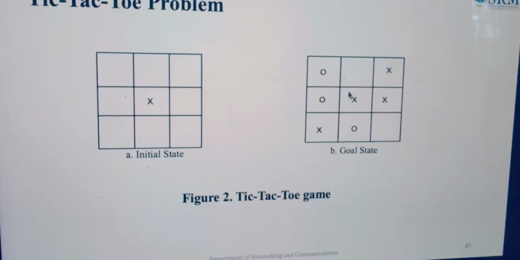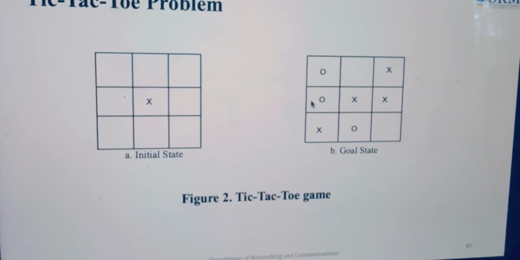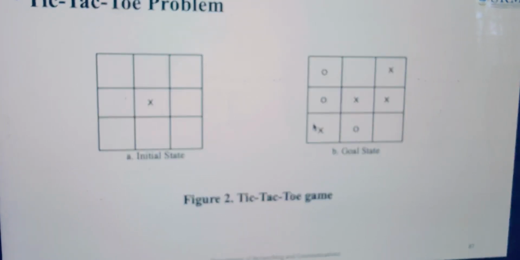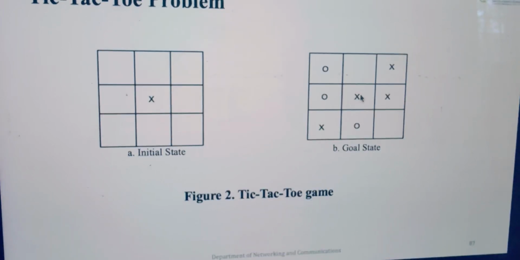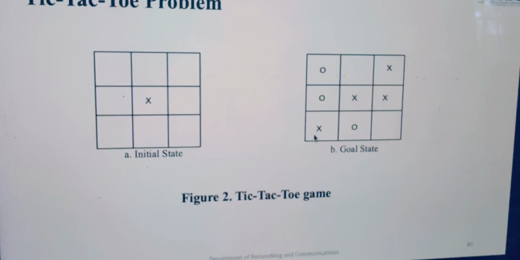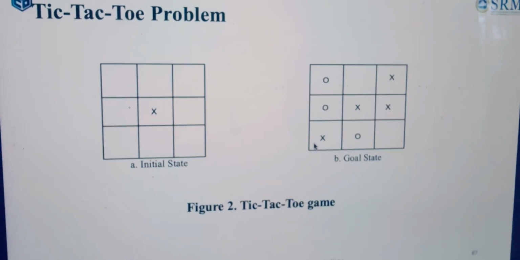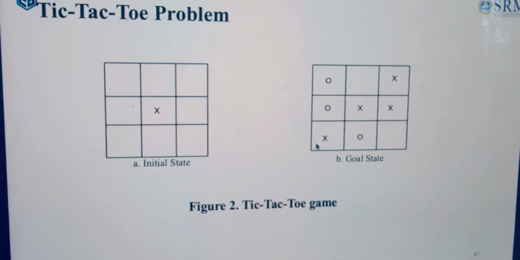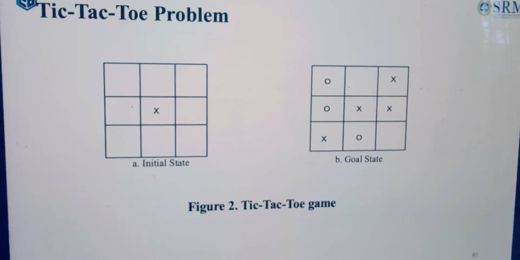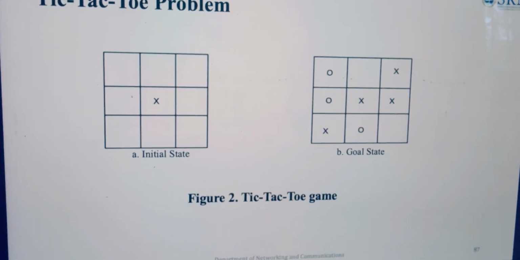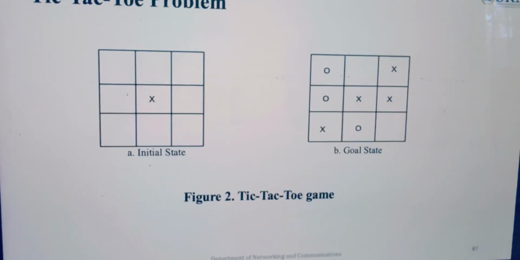So what is the winning state? Tell me when they'll be considered as winning. If they are able to arrange their X all three diagonally, or horizontally, or vertically. Similarly, vice versa for O. Is it clear what this game is? Okay. Yes.